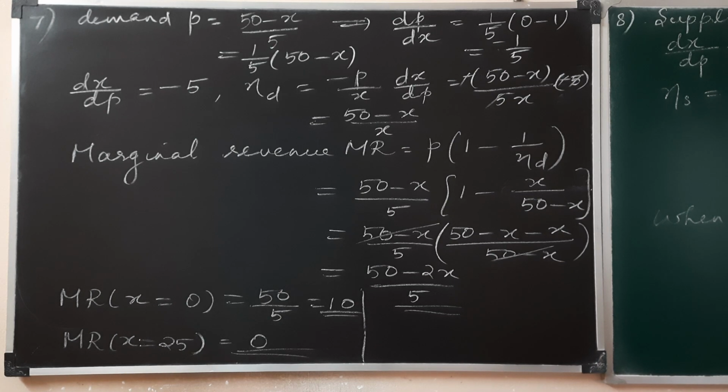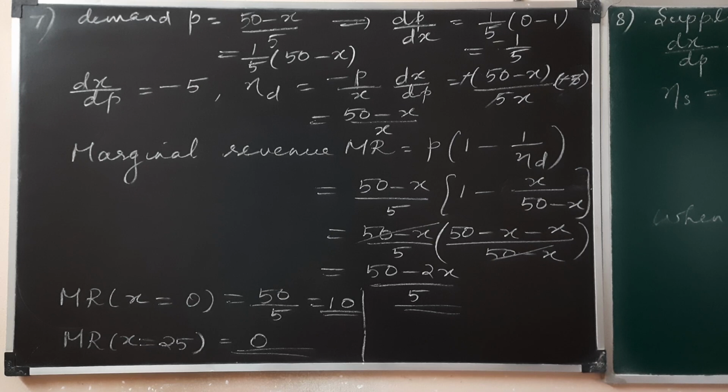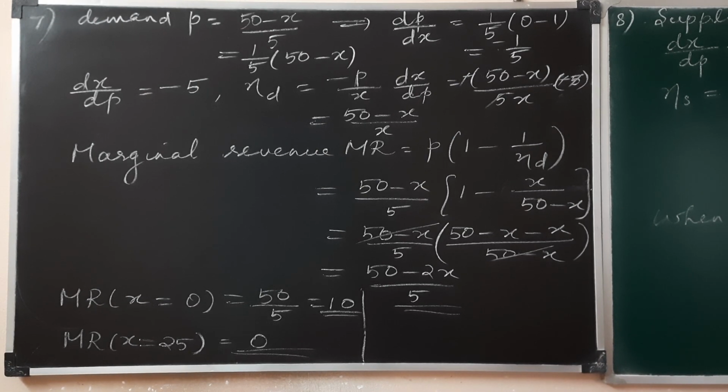The demand curve of a commodity is given by P is equal to 50 minus X by 5. Find the marginal revenue for any output X, and also find marginal revenue at X is equal to 0 and X is equal to 25. So this is the question.